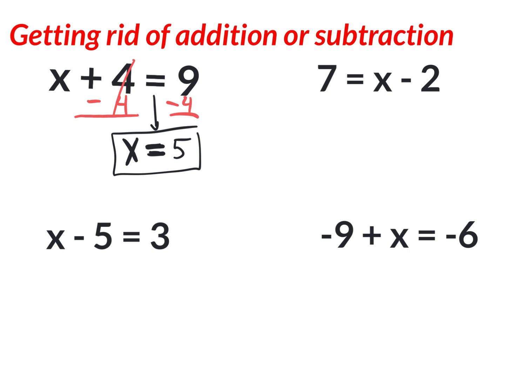This next one, same situation, but when you ask yourself, where's the x at? Is it on the left side or is it the right side? It's on the right side. It's not by itself. I want to get rid of this minus 2. How do I get rid of the minus 2? By doing the inverse operation of that minus 2, which is plus 2, right? How do you get rid of a minus 2 with the plus 2? Here we go, plus 2.